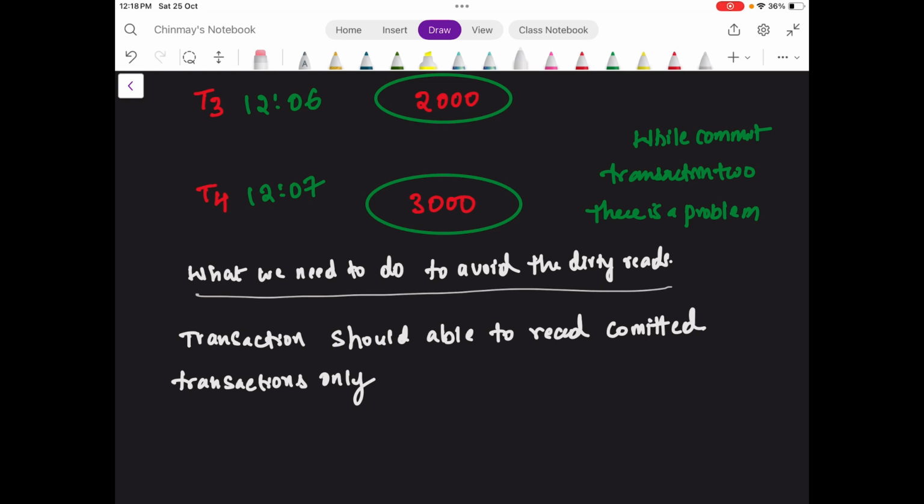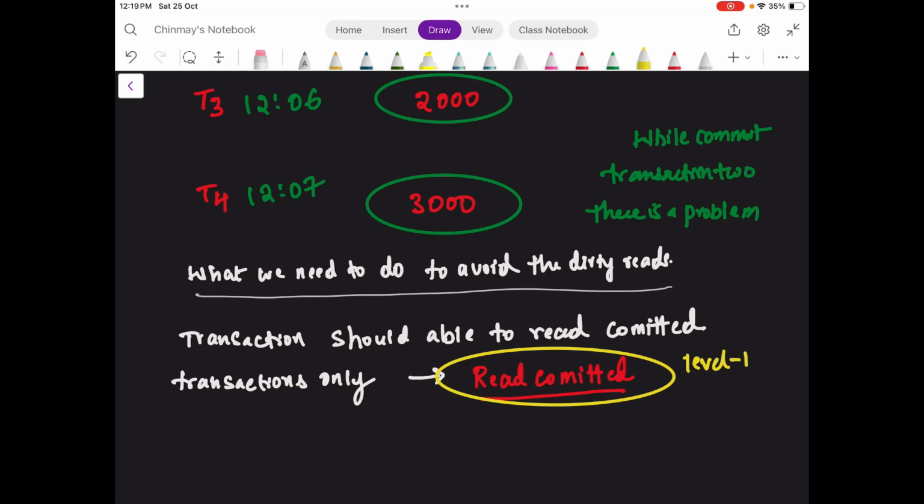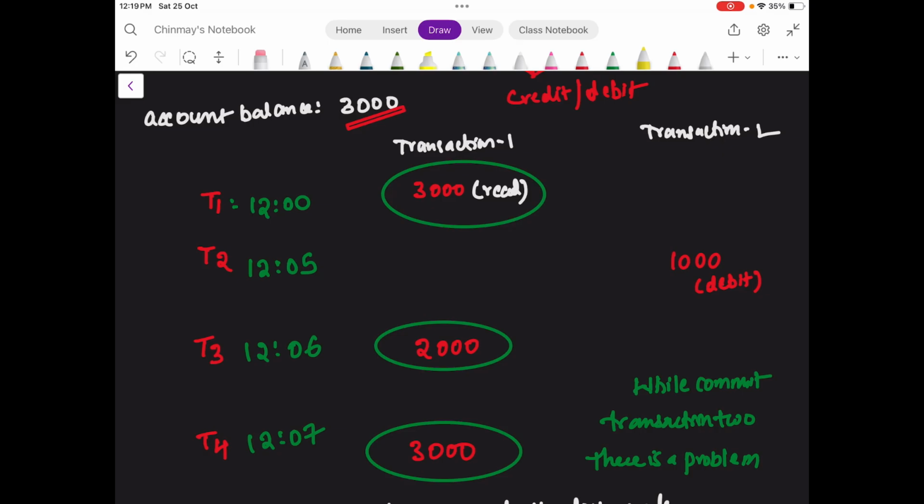To read the committed transactions, you need to put the isolation property as read committed. This is the isolation property at level 1. If you configure your database isolation property as read committed, then your database will be able to read only the committed transactions, so that you can avoid these dirty reads.